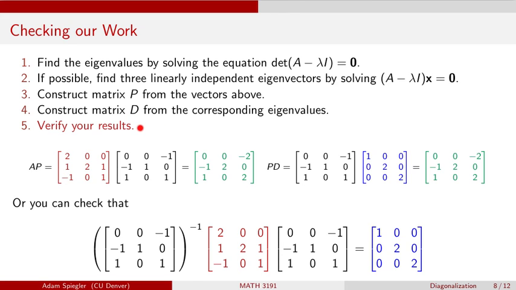And then it never hurts to verify your results in the end by checking, does the matrix A times P equal the matrix P times D? And so here I've checked those conditions below. Or you can also check whether P inverse times A times P results in matrix D. So that checks out in this case.